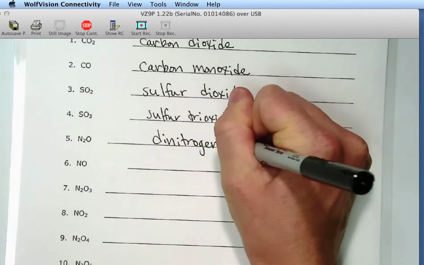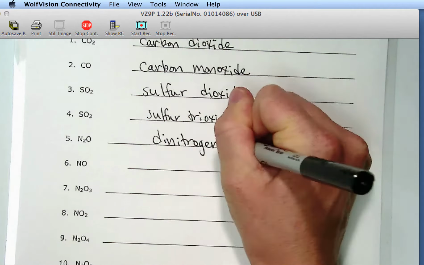Then I want you to work on the rest of these on page 17. All right, how did you name number 6? Nitrogen monoxide. Number 7, dinitrogen trioxide. Number 8, nitrogen oxide. Number 9.